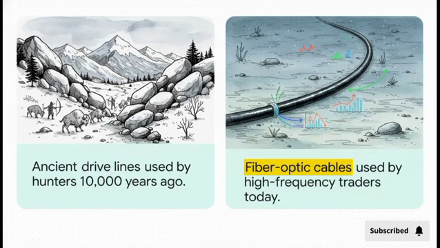Despite all of our dazzling high-tech advancements, our modern civilization is built on a very fragile foundation. Think about it. Whether it's an ancient drive line used by hunters 10,000 years ago or a delicate fiber-optic cable used by high-frequency traders today, the physical paths we choose to control completely define the course of our history.